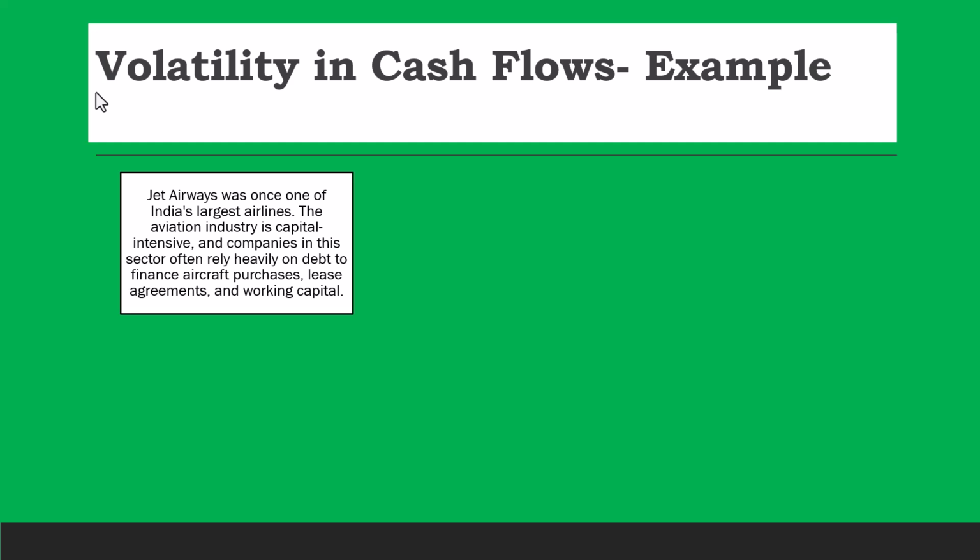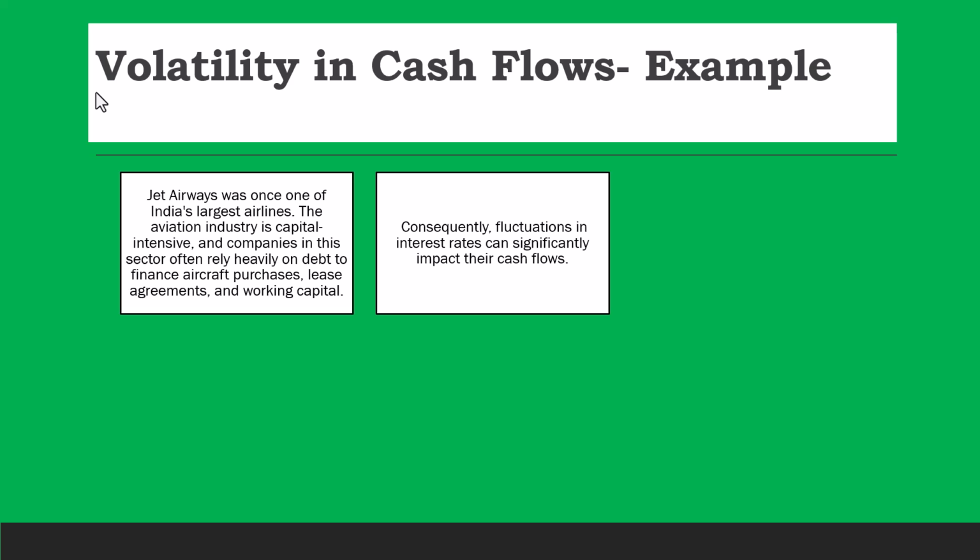It's a capital intensive industry. So either they rely on equity or they rely on debt. On debt means they have to take finance by way of loans to meet both their working capital or their fixed capital requirement. Consequently, fluctuations in interest rates can significantly impact their cash flows. So if the interest rates go up and down, it can impact their profitability.